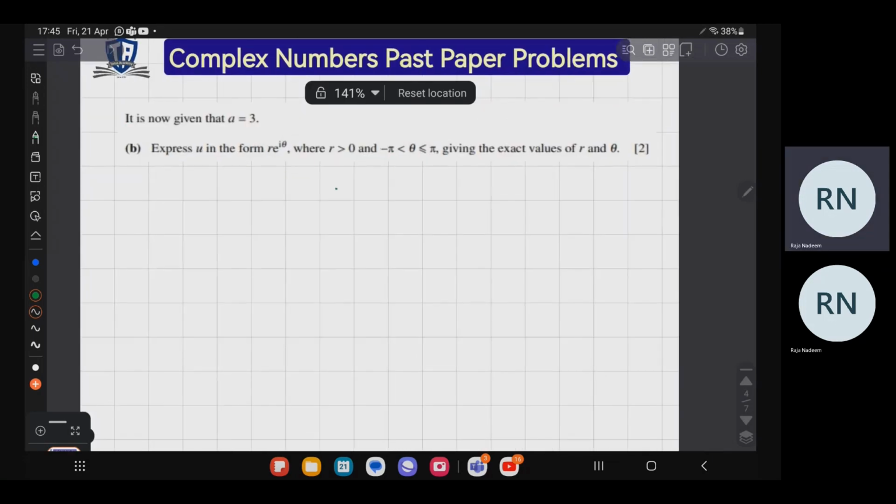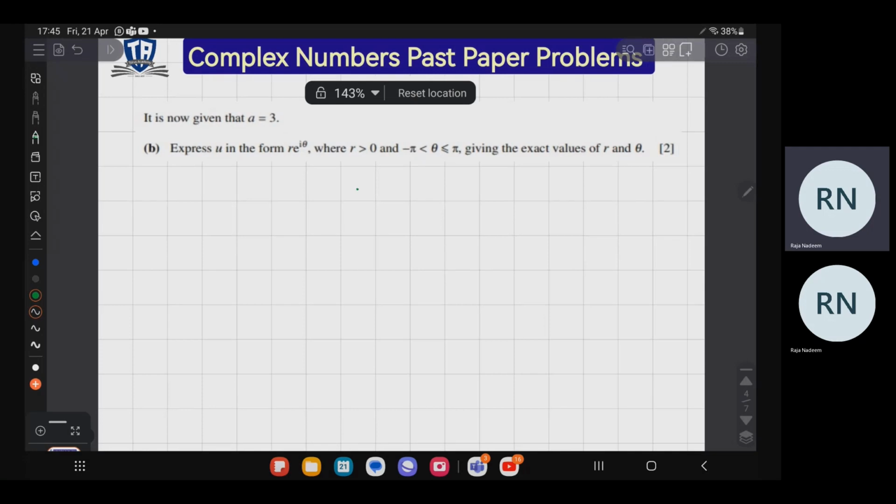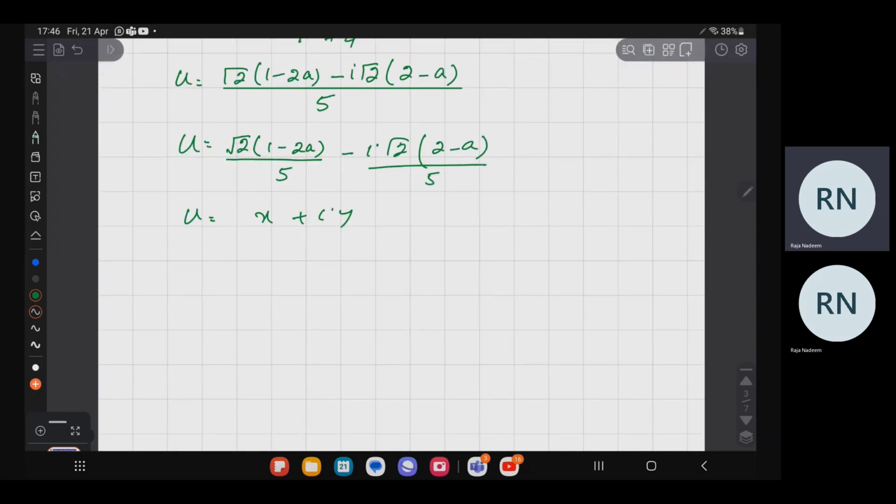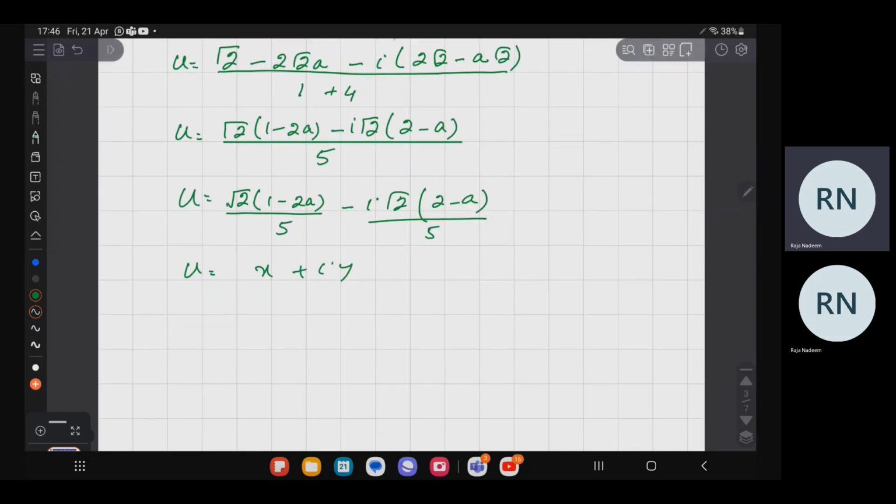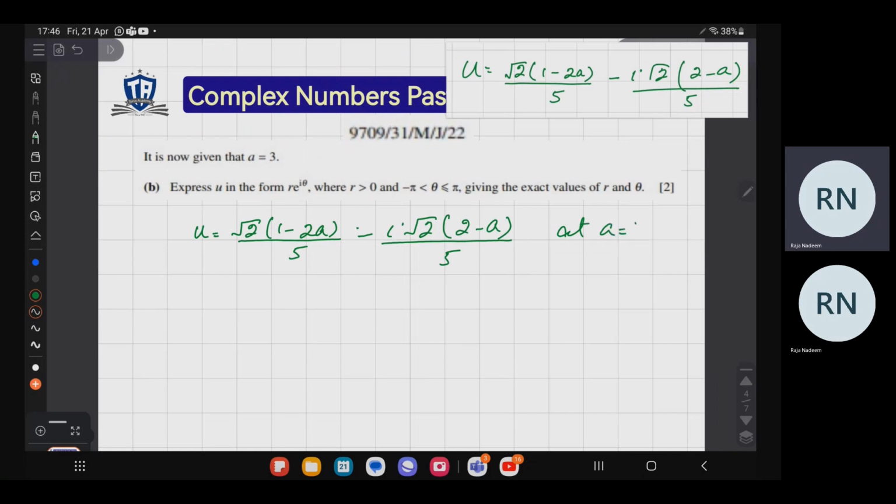Okay, so in this next part, value of a is equal to 3. And we need to put this value of a into the simplified form, which we have done in part number 1. So let me take this value. When we take a is equal to 3, u would be equal to minus 5 over 5 minus iota under root 2, and 2 minus 3, 2 minus 3. 2 minus 3 is minus 1.